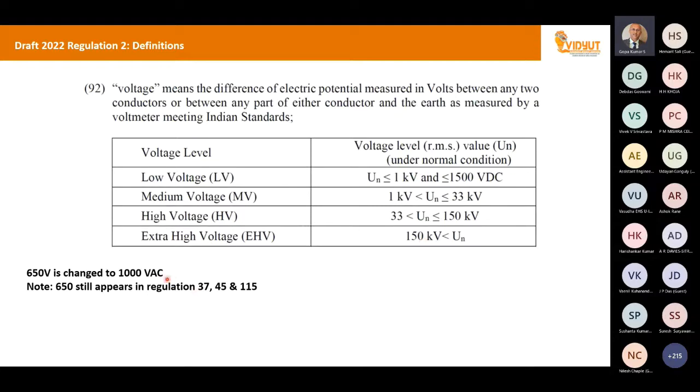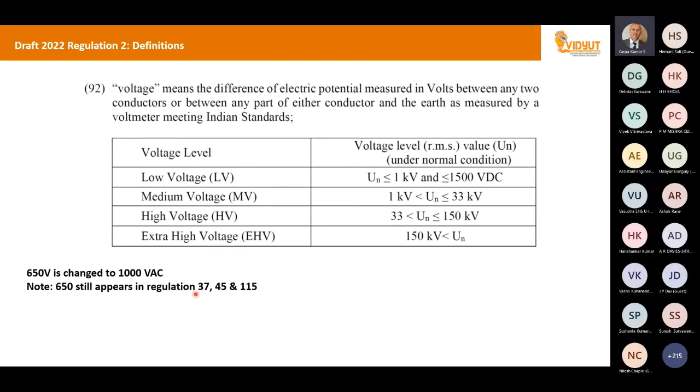In the regulation, what is very much important for us is the 650 volt, which has been followed for several decades. From the IE Rule onwards, it has been changed to 1000 volt AC. So you cannot see any more 650 volt in the regulation. Of course, 650 volt is still appearing in a few places. Probably this is by mistake in regulation 37.